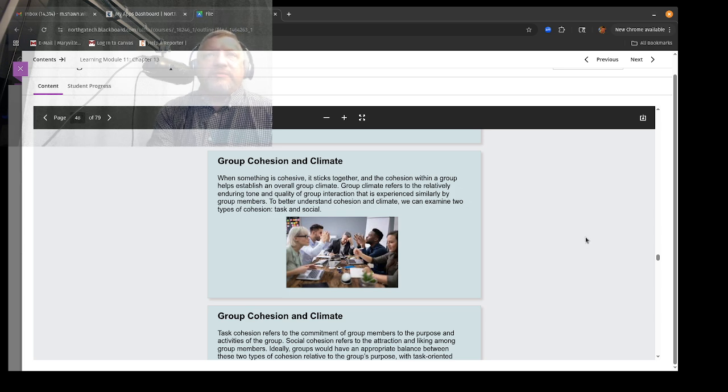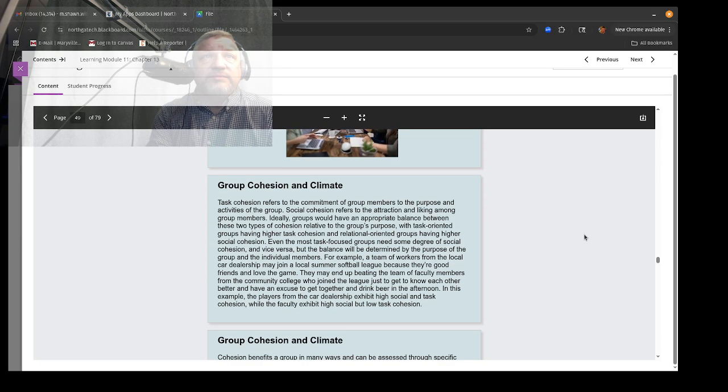cohesion and climate, we can examine two different types of cohesion, task-based and social. Task cohesion refers to the commitment of group members to the purpose and activities of the group, whereas social cohesion refers to the attraction and liking between those group members, right? And there has to be a good balance of that within every successful group.